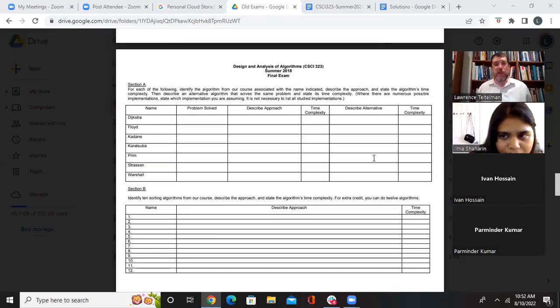What's an alternative to Prim? Kruskal. Kruskal's minimum spanning tree algorithm, and its time complexity, well, it depends on your implementation, but if you use the compressing find and the union by rank or weighted union, then you can get it down to basically linear, and so it's dominated by the sort. So it could be E log E for sorting the edges.